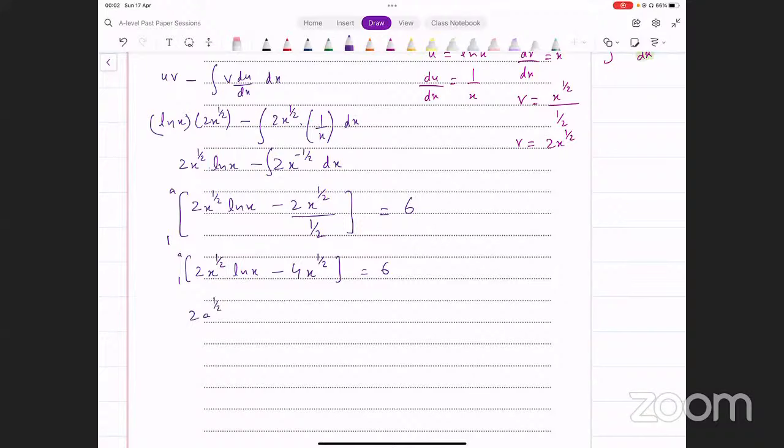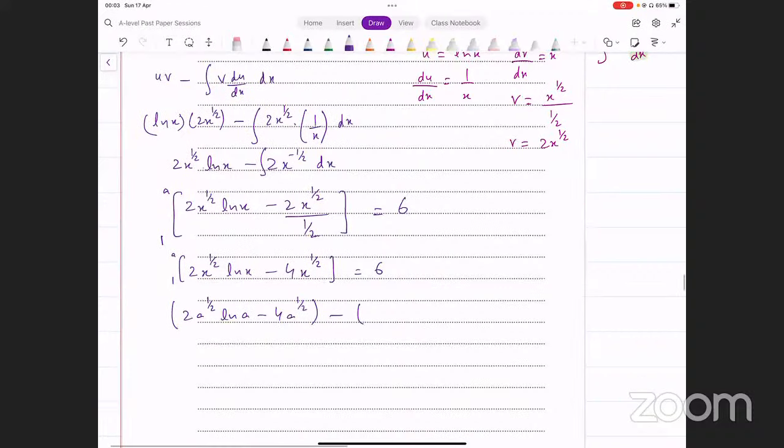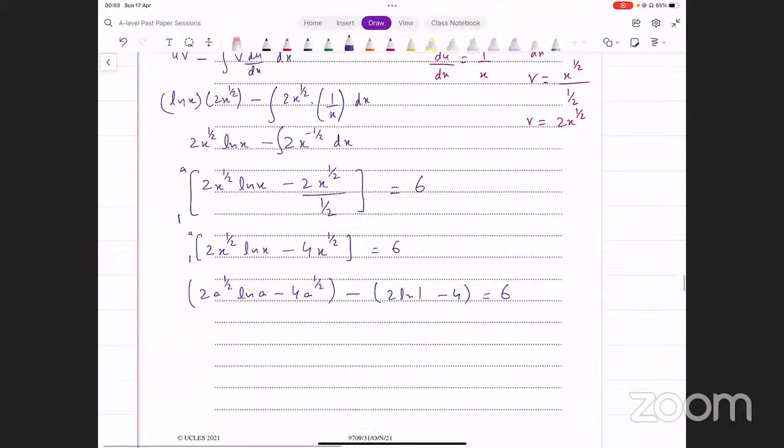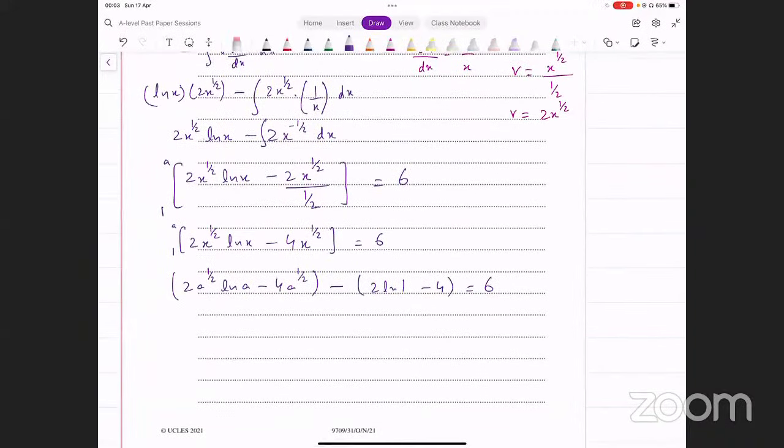2a raised to power 1 over 2 ln a, a has come in place of x, minus 4a raised to power 1 over 2. Subtract from that the case when we input 1. If we input 1, we will have 2 ln 1 minus 4, and that equals 6. Okay, let's simplify this thing now. We are getting 2a raised to power 1 over 2 ln a minus 4a raised to power 1 over 2 minus 2 ln 1.